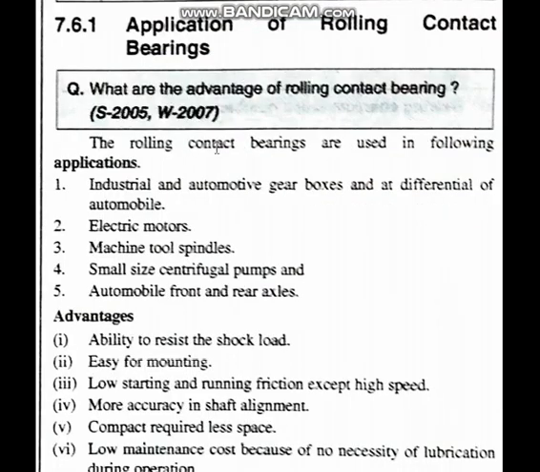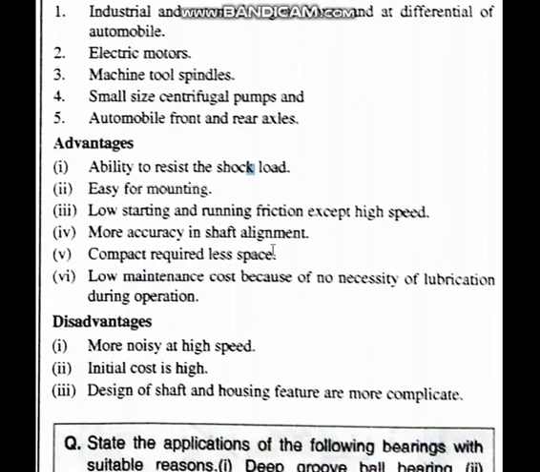Now if you talk about the applications of rolling contact bearings: industrial and automotive gearboxes and the differential of the automobile, electric motors, every electric motor will be having these bearings, machine tool spindles, small size centrifugal pumps, automobile front and rear axles, etc. Advantages: the ability to resist shock load, easy mounting, low starting and running friction, more accuracy in shaft alignment, compact, they require less space, low maintenance cost, because of no necessity of lubrication during operation.